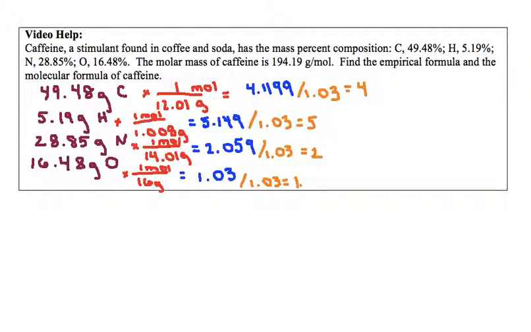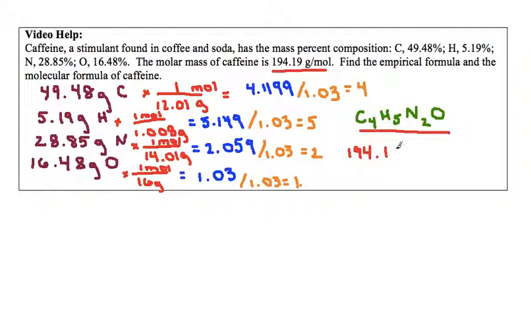So my empirical formula, guys, I'm pretty much there at this point. I've got a subscript 4 for my carbon, so it's going to be C4, H5, N2, and then O. So that's my empirical formula. Now I need to take the mass of this empirical formula, and I'm going to have my molar mass of my molecular formula, which is 194, and divide it by that. So you're done writing empirical. Awesome, we're done. So now I'm going to write my molecular.